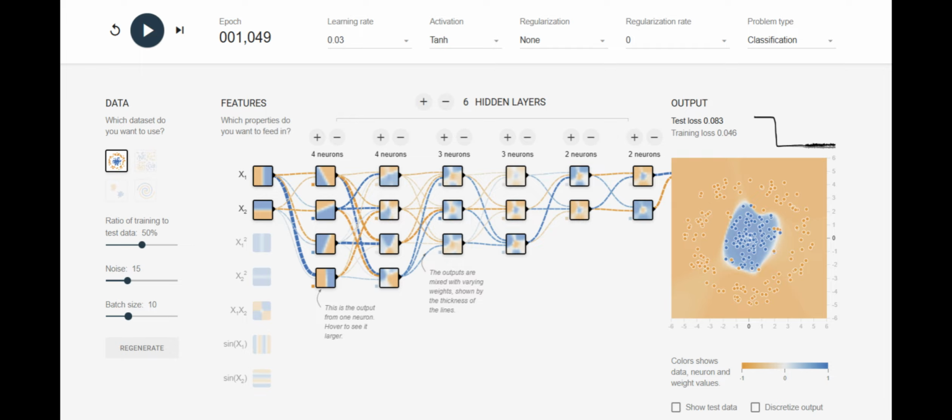Weights visualization: blue, positive; orange, negative. Thickness shows strength. This visualization shows how strongly neurons are connected. Stronger weights mean higher influence on output. This helps in interpreting model behavior.